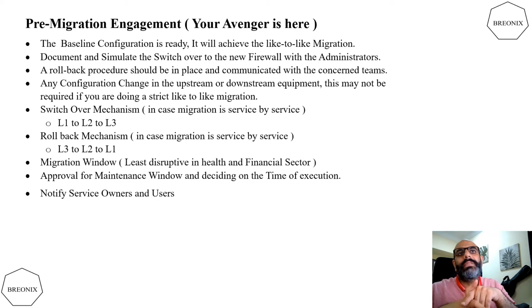So the switchover mechanism in this case is that you are doing L1, L2, L3. You did a switchover, so if you are doing a rollback, it's going to be L3, L2, L1. Well, you can have a question mark over there, but it's not really the case that I would be pondering upon. But in the case of service by service migrations, we have existing firewalls and new firewalls running in parallel, and we are actually migrating services one by one.